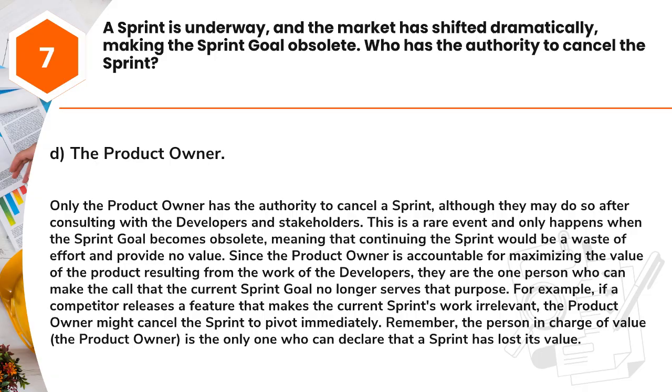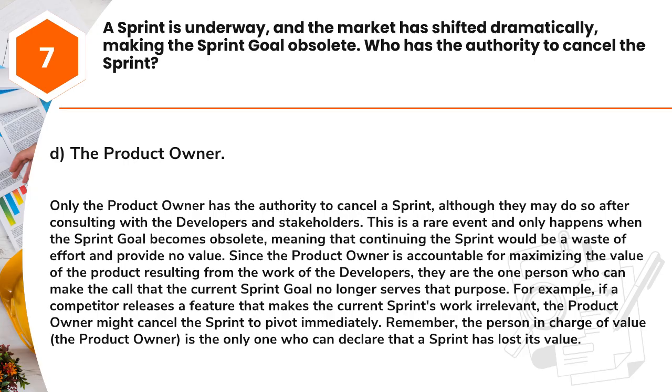The product owner. Only the product owner has the authority to cancel a sprint, although they may do so after consulting with the developers and stakeholders. This is a rare event and only happens when the sprint goal becomes obsolete, meaning that continuing the sprint would be a waste of effort and provide no value.